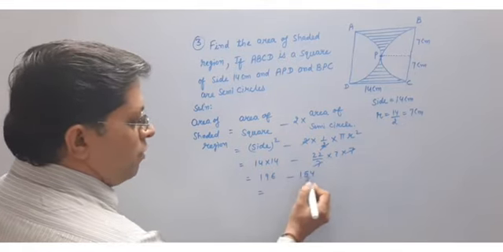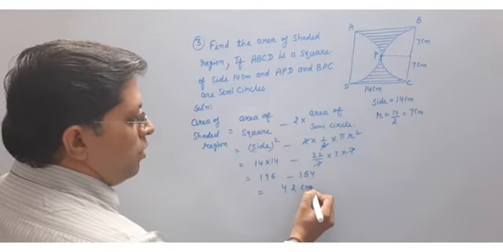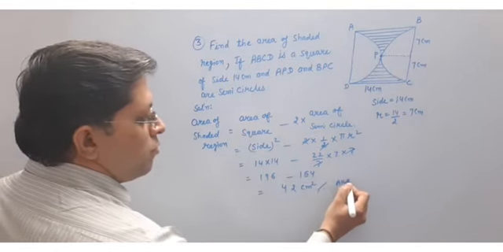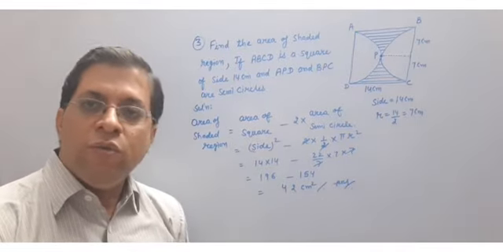Okay, 6 minus 4 is 2, 9 minus 5 is 4 centimeter square. This is the answer of it. It's very simple. It is over.